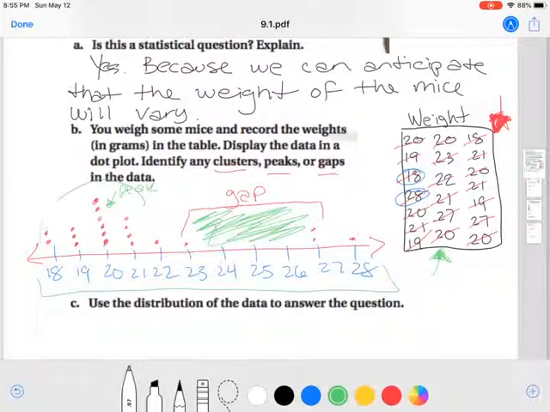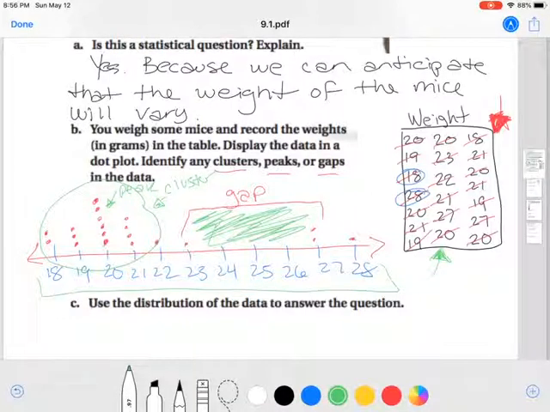So I'm going to put a little circle right here. So this is our cluster. And so that's it. That is how we display our data, our statistical question, into a dot plot and identify any clusters, peaks, and gaps in the data. And this is just a great way for us to visually see any differences or similarities in our question, which was how much the mice weigh.